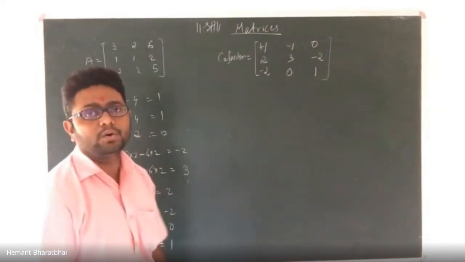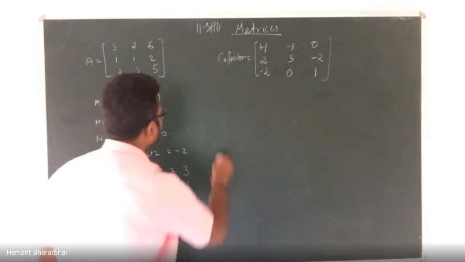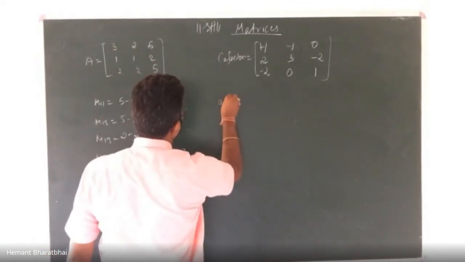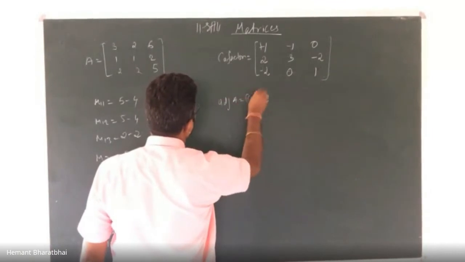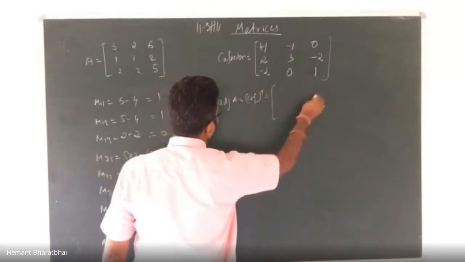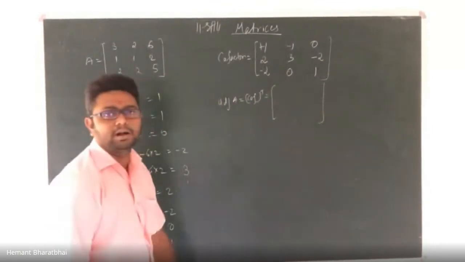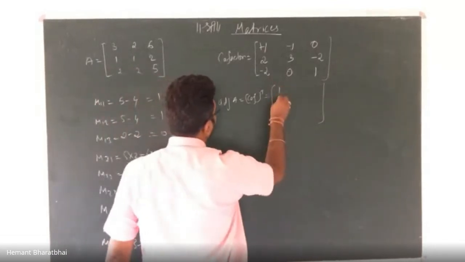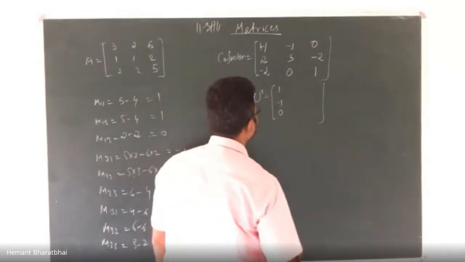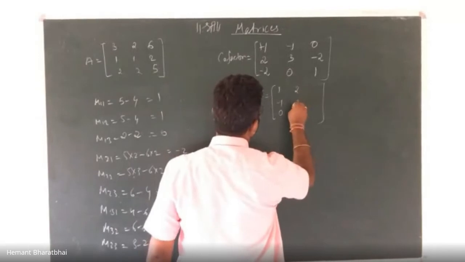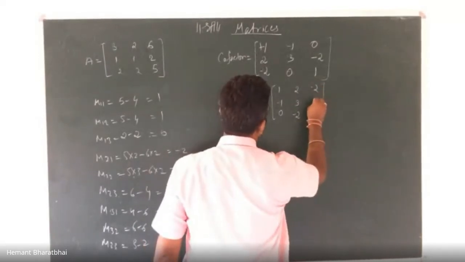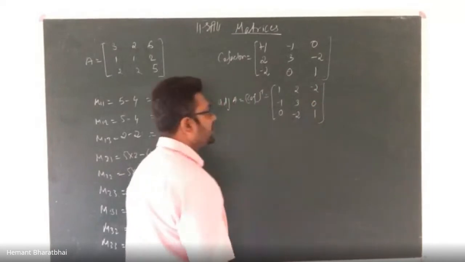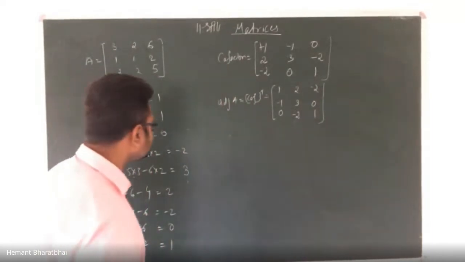So I've got the cofactor matrix. Now adjoint of A will be nothing but transpose of cofactor matrix. Your rows will become columns and columns will become rows. This 1, minus 1, 0 will become a column. 2, 3, minus 2, this will become a column. Minus 2, 0, 1, this also becomes a column.